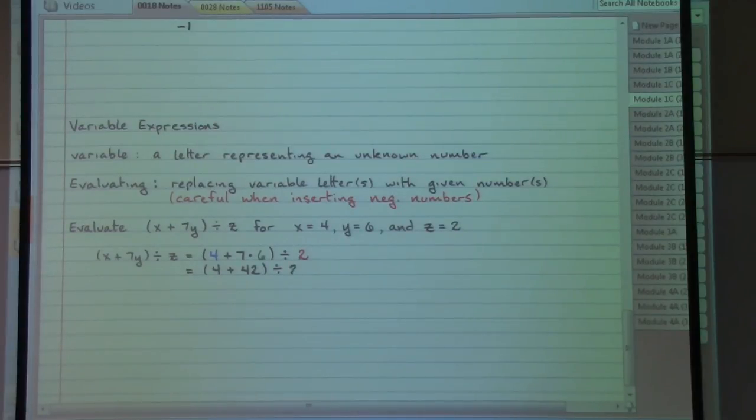Then we can go ahead and do the adding. And when we do the adding, we can drop our parentheses. And then last, we can do our division and get our final answer. So our final answer here, 23.